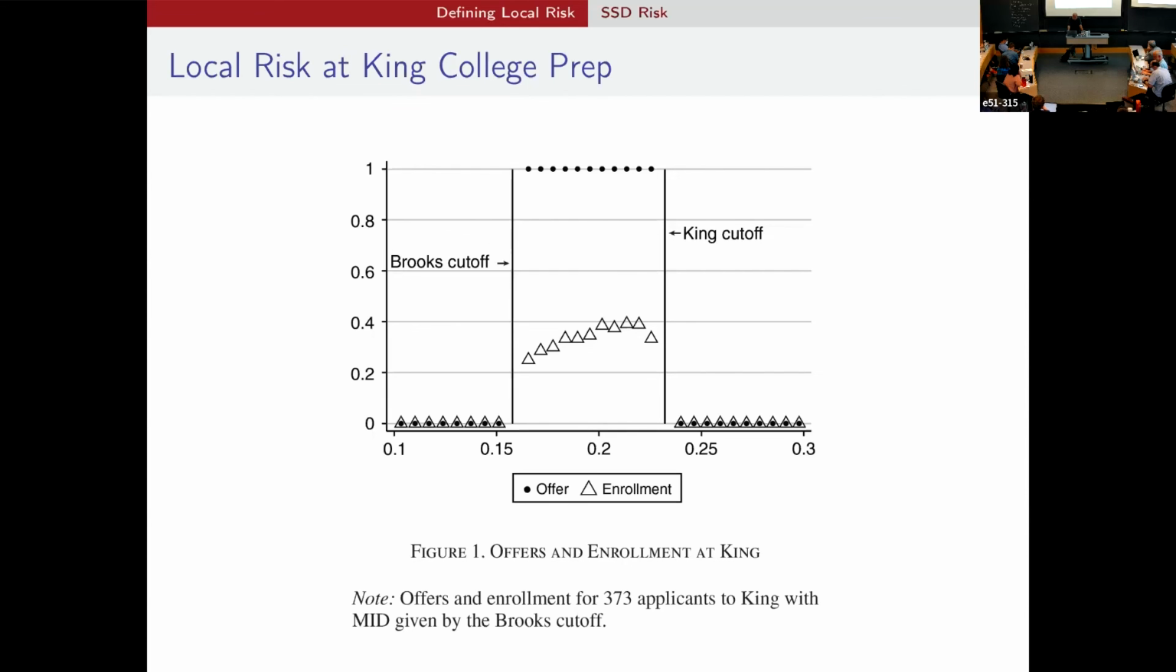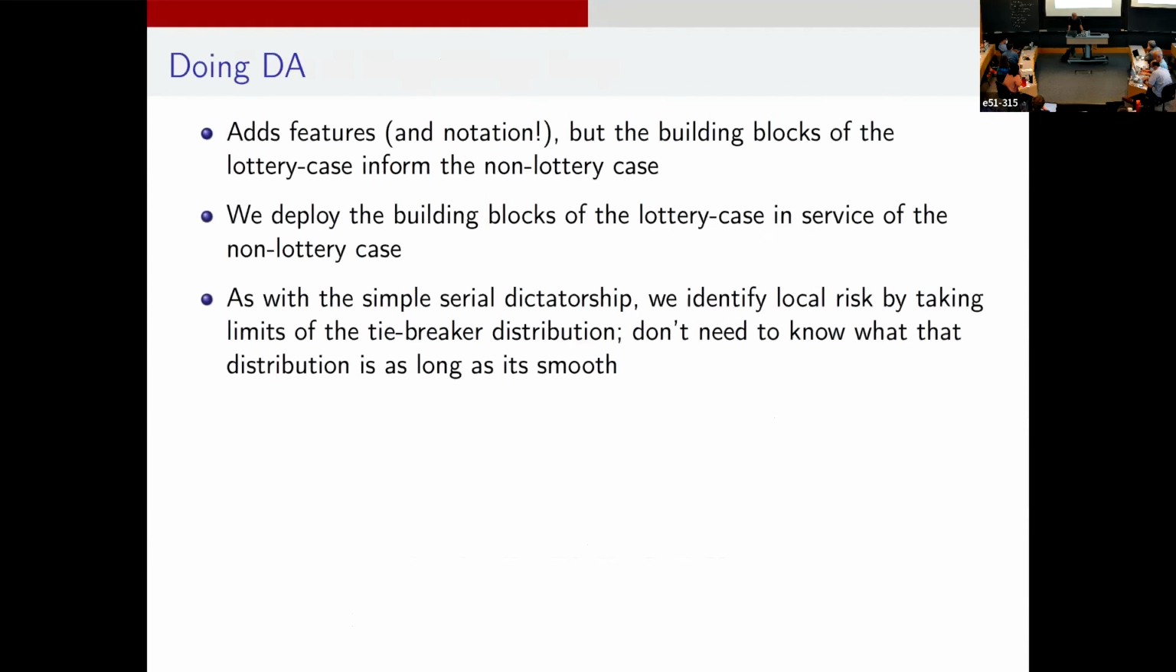So I know I'm running out of time. Let me just say a couple more things. This is non-lottery tie breaking, no priorities. If you want to do deferred acceptance with priorities, with school side constraints, there's a lot of notation. You guys have seen a lot of notation, I suspect, on day 4 of the summer school. But the basic idea is the same.